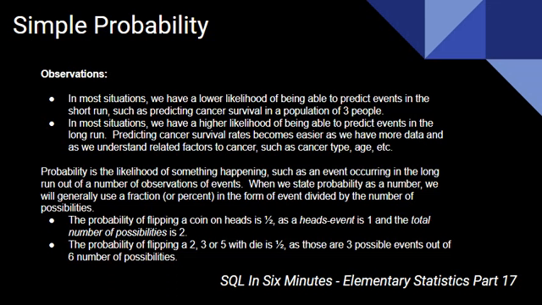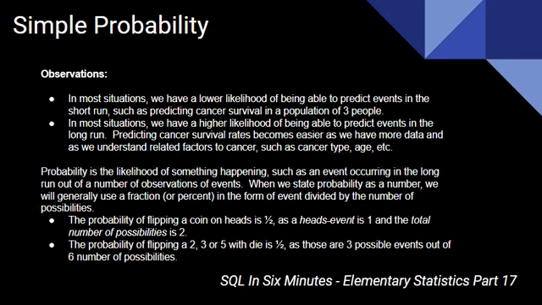So the probability of flipping a coin on heads is 1 out of 2, as the heads event, if we think of it as that, is 1, and the total number of possibilities is 2. And I know there are some people who will be like, well, what happens if it lands perfectly on its side and it doesn't fall to either side? That's another one of those. Not going to happen. Yes, the probability exists, but we're not going to look at it.